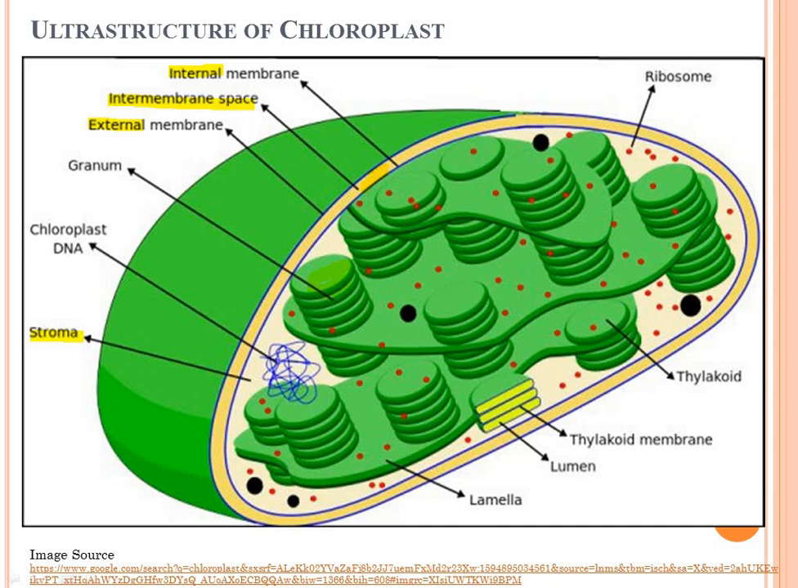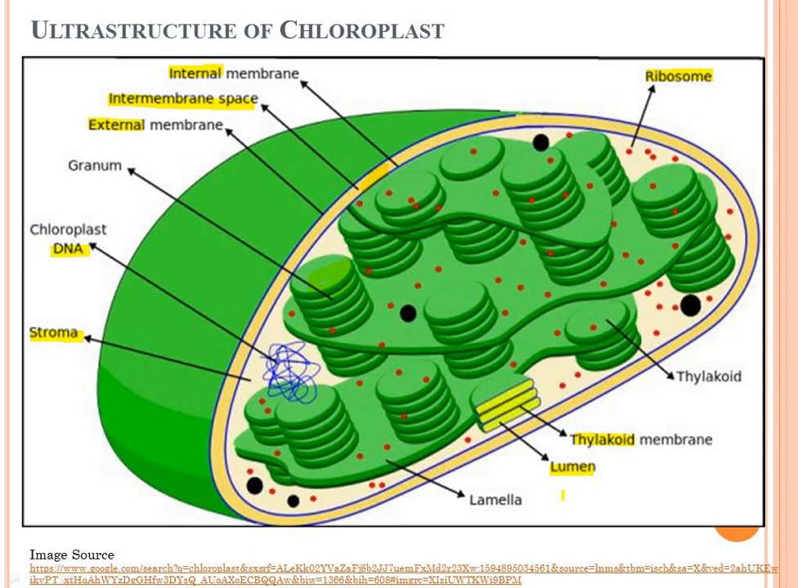Then chloroplast has its own genetic material. See, it has its own DNA molecule. Also ribosomes are present inside the chloroplast. Then these are the thylakoids. See here, this is the thylakoid membrane where the photo part actually takes place. Then this is the lumen. Lumen means the inner space of the thylakoid. Then these are the lamellae, the stromal lamellae, which connect the two grana.